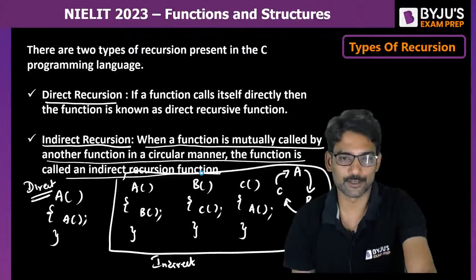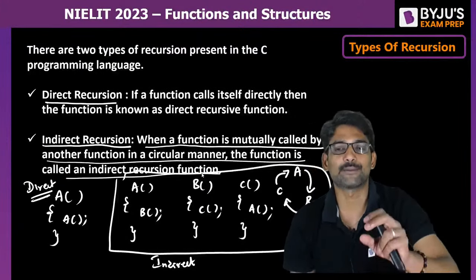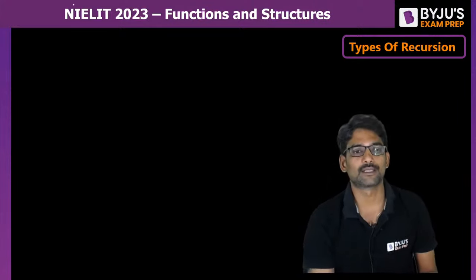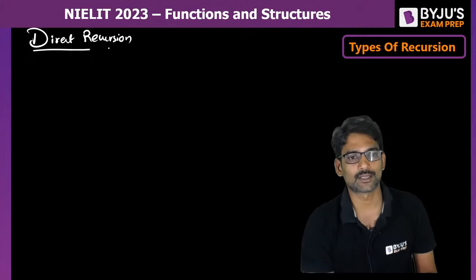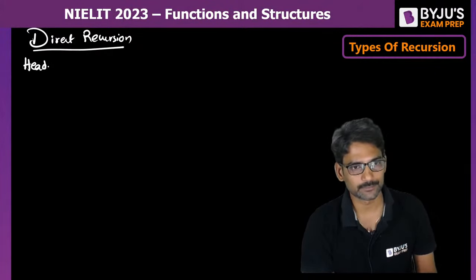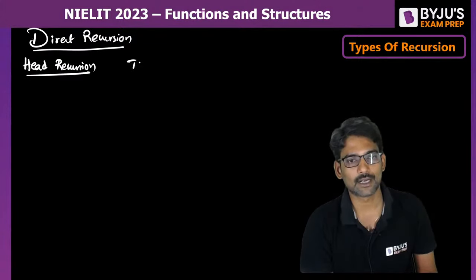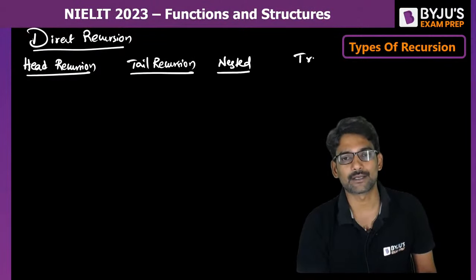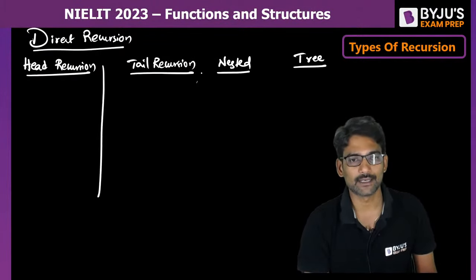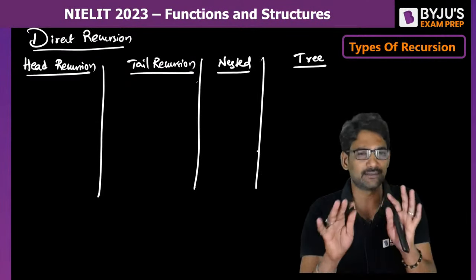In direct recursion, again we have 4 types. What are they? Head recursion, tail recursion, nested recursion, tree recursion. Quickly, I will make it clear. Easily, I will make it clear.